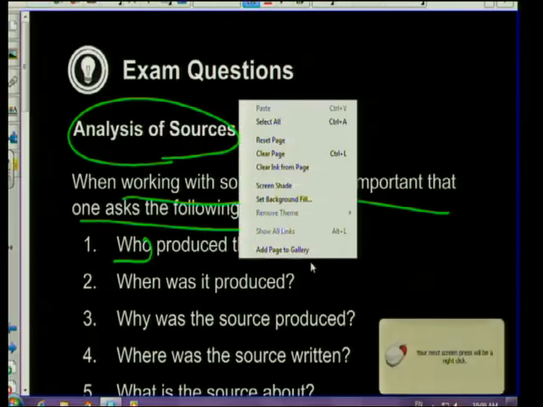For example, firstly, when looking at a source, ask yourself, who produced the source?